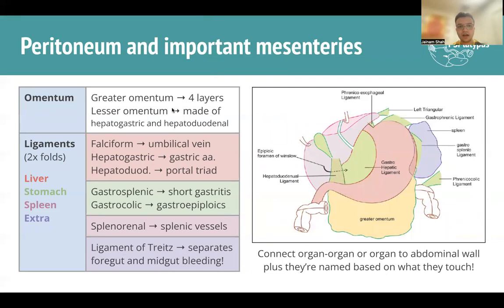So we'll cover the actual ligaments themselves in a couple seconds, but the main thing here is not to actually get bogged down in the anatomy of it all. It's just to remember that when I say the word omentum, there are two types, and which ones are they? That's the main thing you need to know.